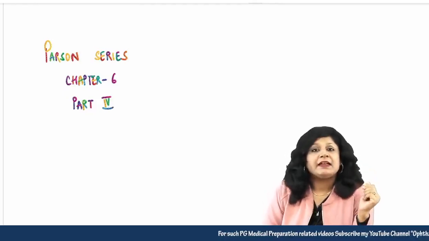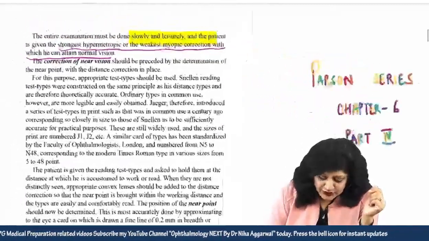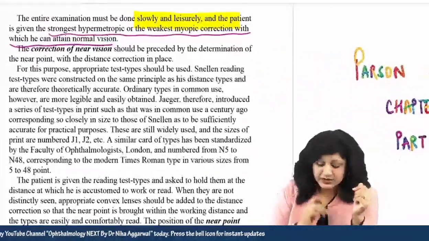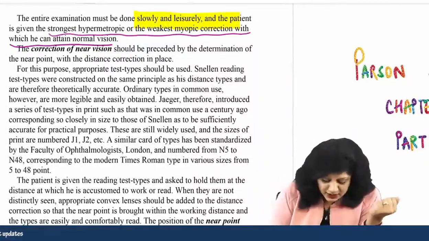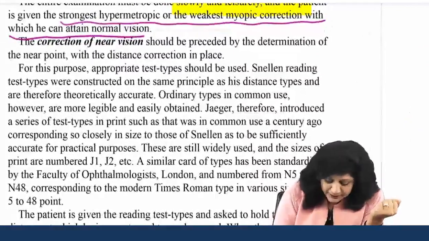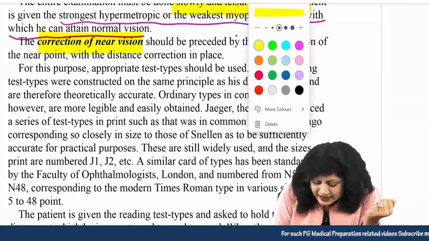So today we will be continuing our refractive errors from chapter number 6. Last time we were discussing the retinoscopies, keratometries and various procedures. So today we'll be doing what comes after that. They are talking about the near vision now. So let's see what they are saying in near vision.